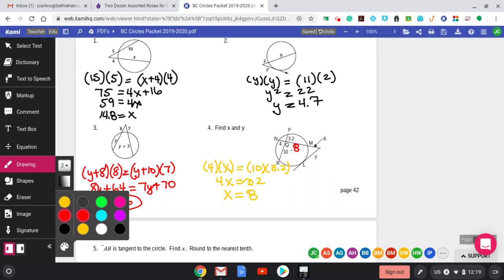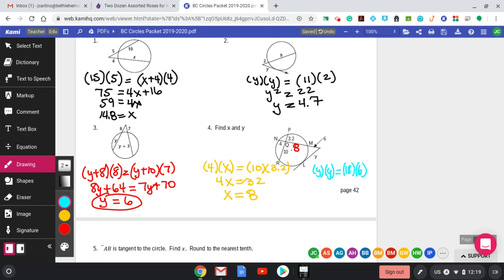Okay, now I can do whole times external equals whole times external. So let's go back to that tangent. Y times y equals the whole secant. Now what is that? 4, 8, and 6, so 18, times its external part, which is 6.